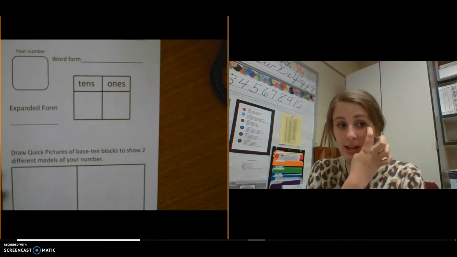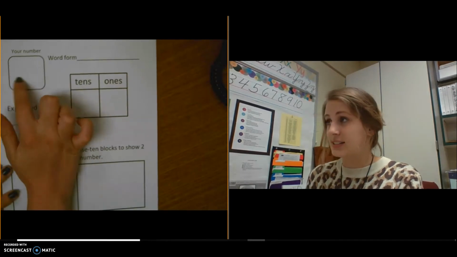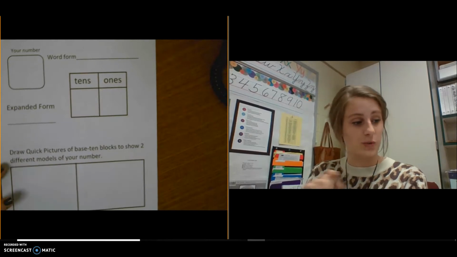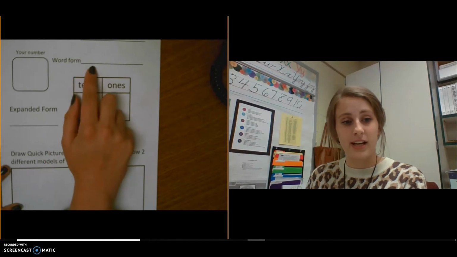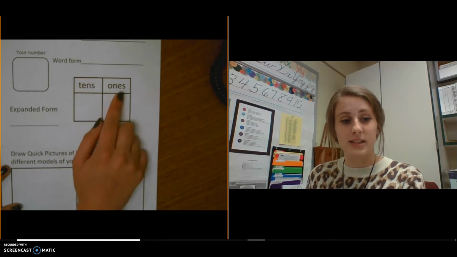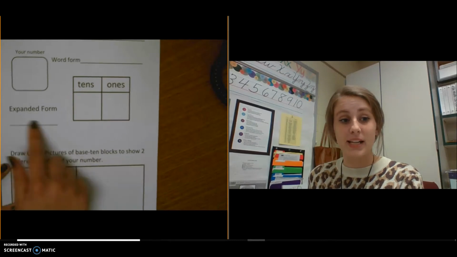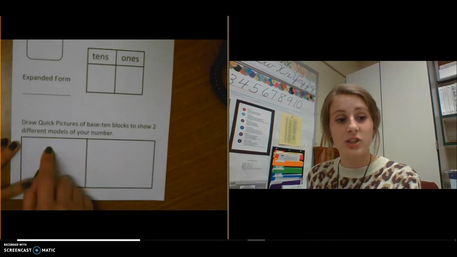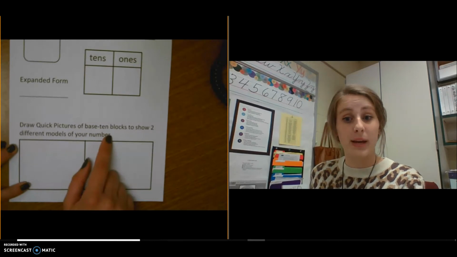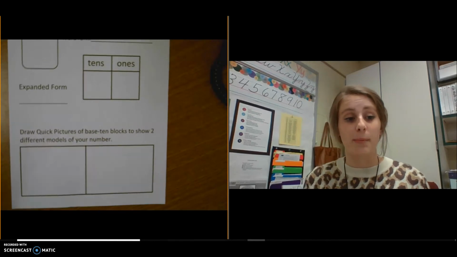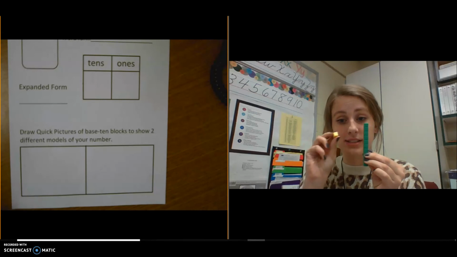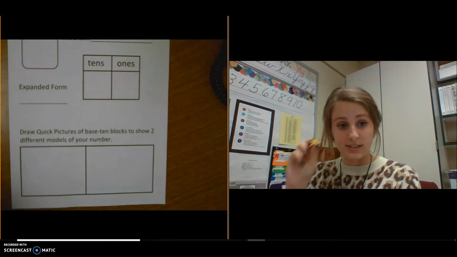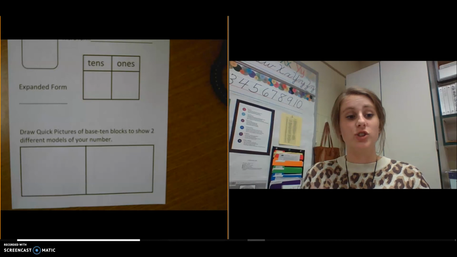So whatever number you are given, you are going to write it in standard form right here. So that's just writing your plain number. You'll write it in word form right here. Put it in tens and ones here. Your expanded form here. And then you're going to draw two different pictures. So you want to show your number in two different ways. So that could be just tens and ones, or just ones. So I want you to show your picture in two different ways.